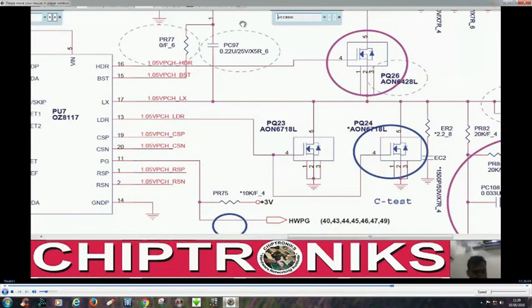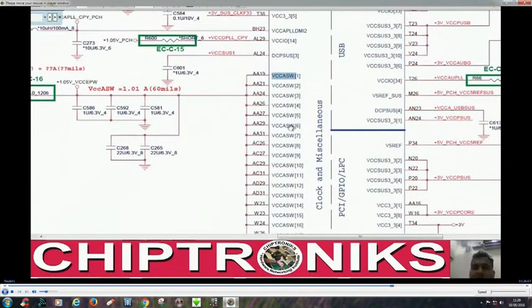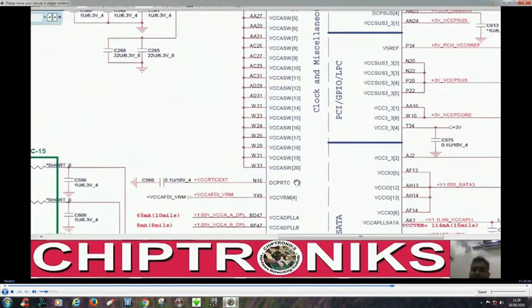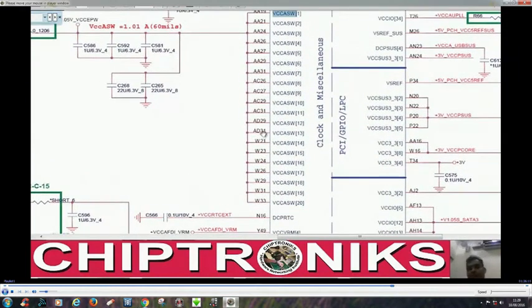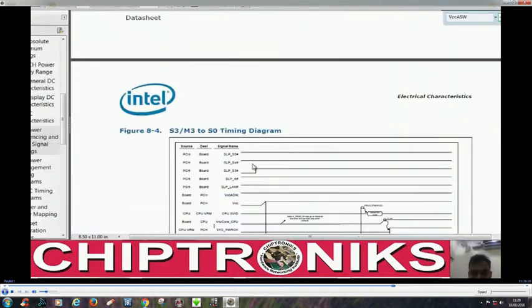VCC ASW is for the active sleep well, that is for any reason, and we'll talk about the any reason of Intel Series 6 chipset, and we'll see how it is a little bit different from the Intel Series 5 chipset, right? So this VCC ASW is generated.